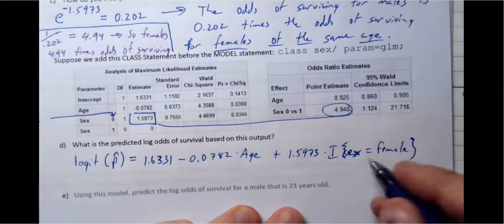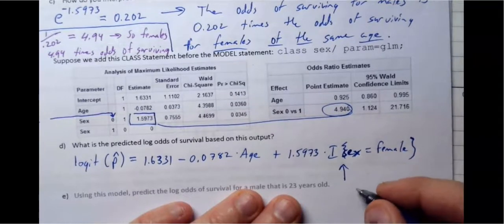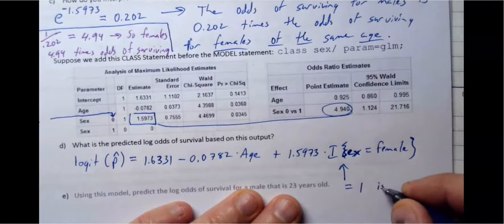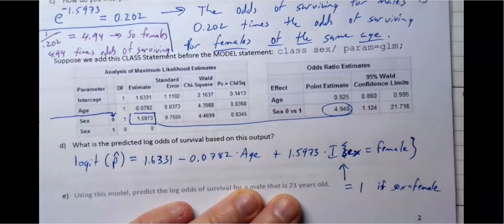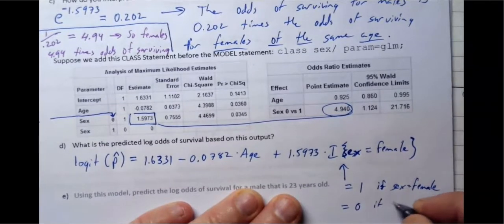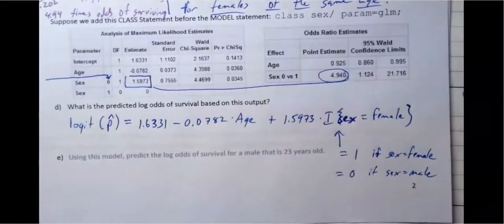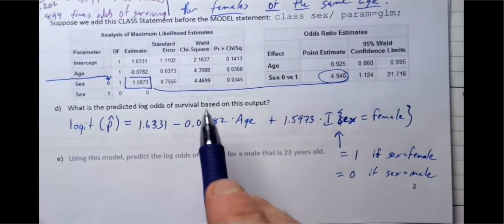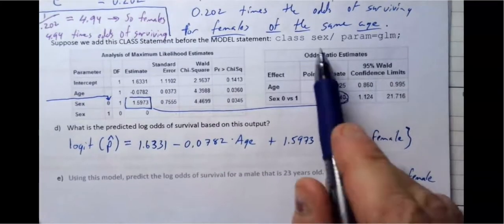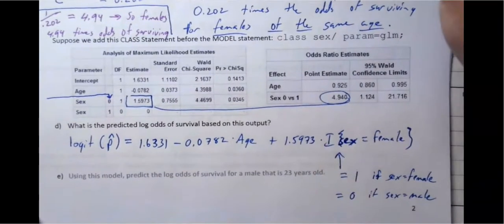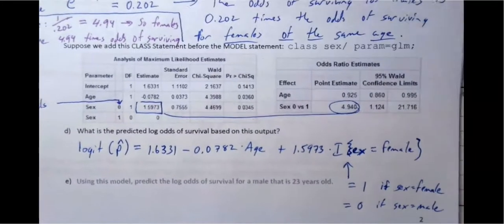So this is just another way to write dummy variables. It's a shorthand way to write dummy variables. And this means it equals 1 if sex equals female, and it equals 0 if sex equals male. So again, the reason I'm showing you this is that it's the exact same model we've had above, or an equivalent model. But if I use the class statement, SAS will define the dummy variables for me in the opposite way that I wanted to define them.